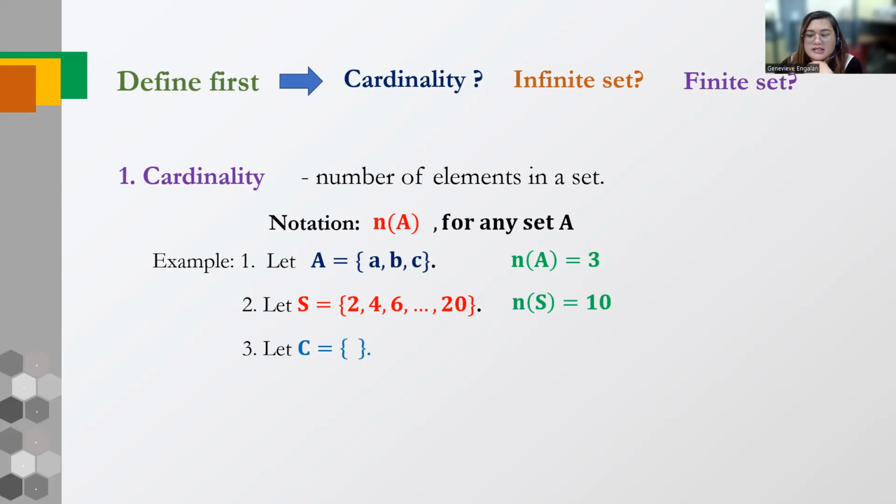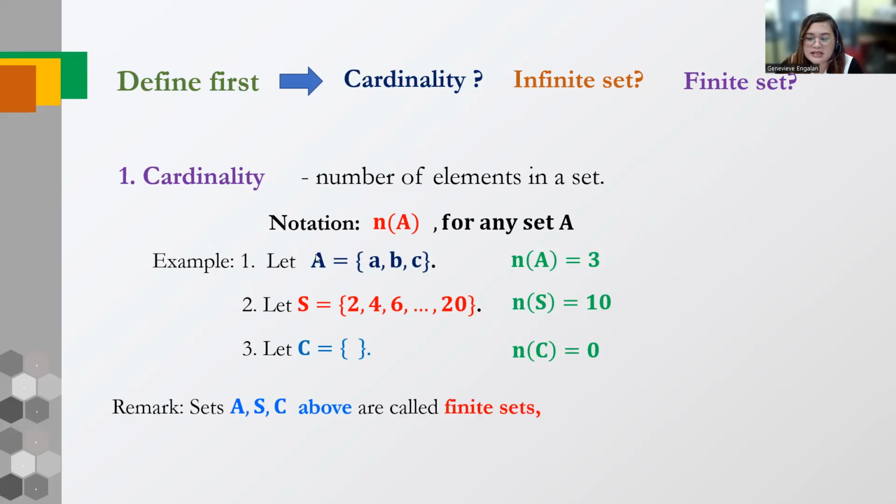So kana, si C. C is equal to the empty set. So pasabot wala siya sulod. So pila iyang cardinality. So n of C is equal to 0. So pasabot, if we have an empty set or a null set, ang cardinality gid sa tong null set and empty set is always 0.